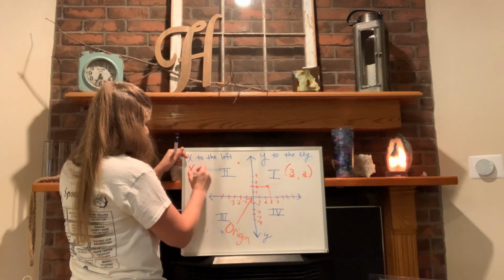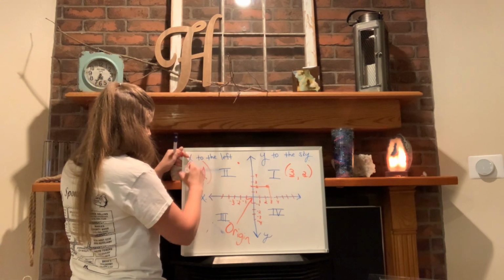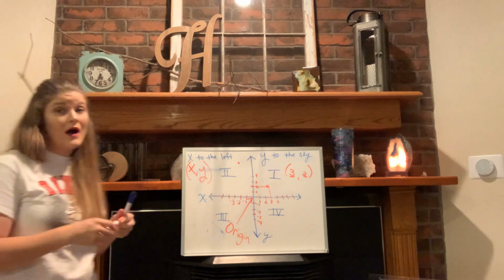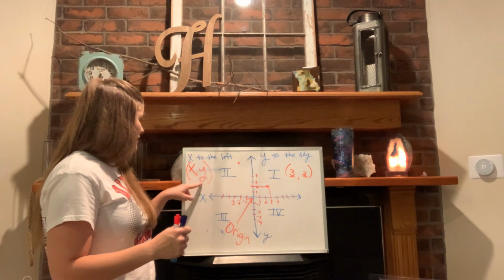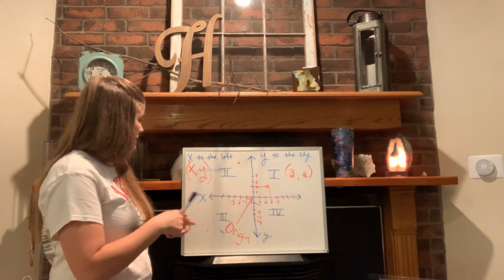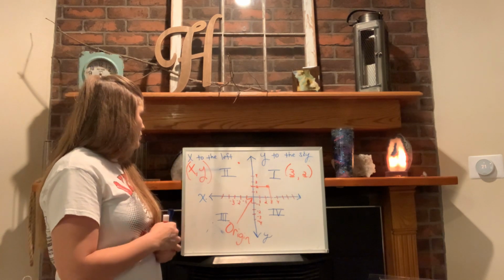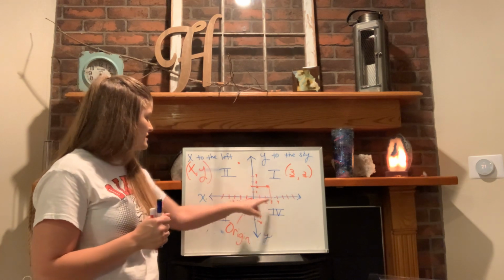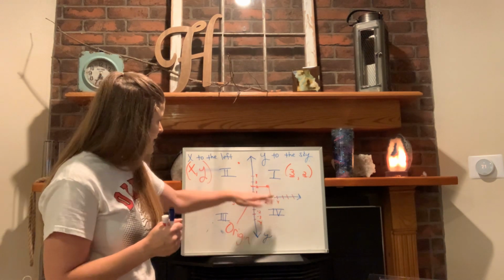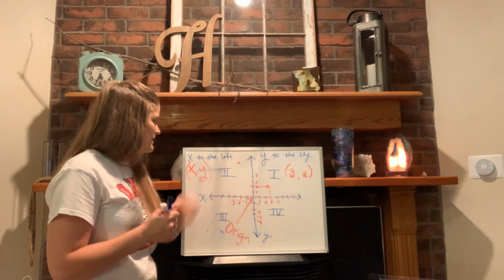Always x before y, or x, y, just like in the alphabet, x, y. Always when you're creating an ordered pair, okay? You always put x before y. When you are finding a spot, you look for its x, which is its left and right, and then your y, which is the up and down.